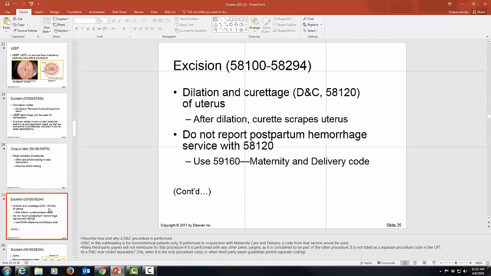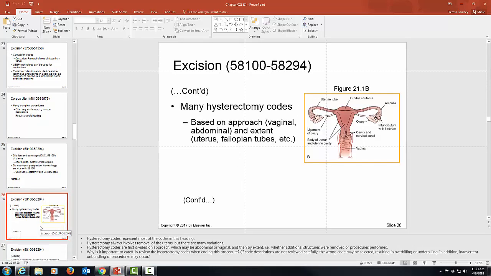The excision codes 58100 through 58294. These are all described on page 579 in your textbook. So a D&C, 58120, of the uterus. After dilation, the curette scrapes the uterus. Do not report postpartum hemorrhage services with this code. Those are all going to be part of your maternity and delivery codes. So this is a whole different procedure, and you need to make sure that you're paying attention whether or not it's obstetric or gynecologic. Your excision codes 58100 through 294.